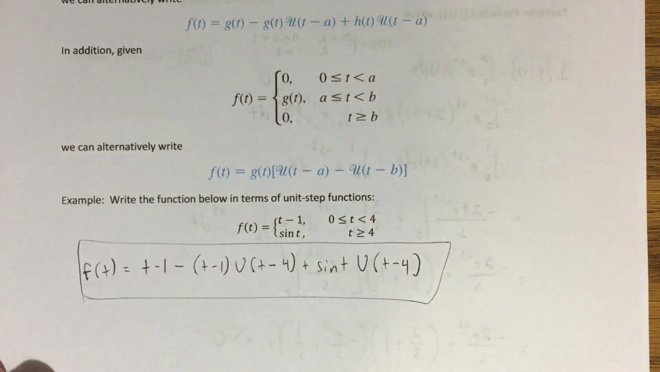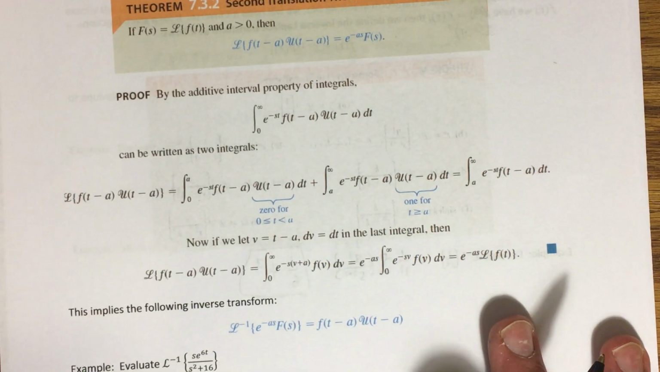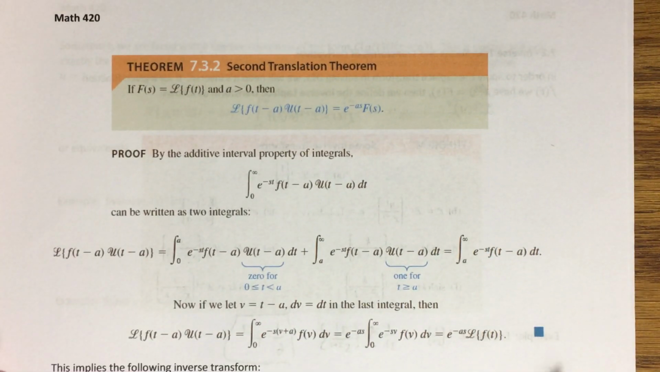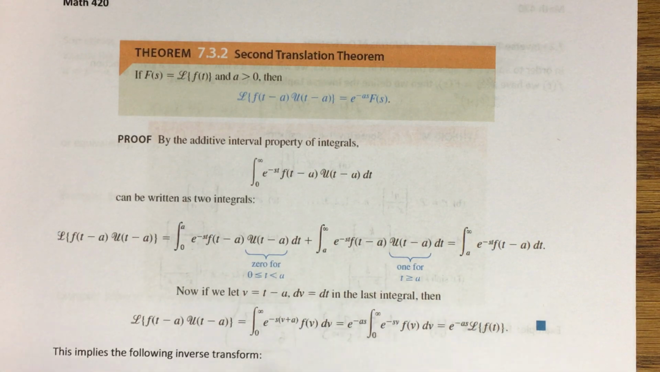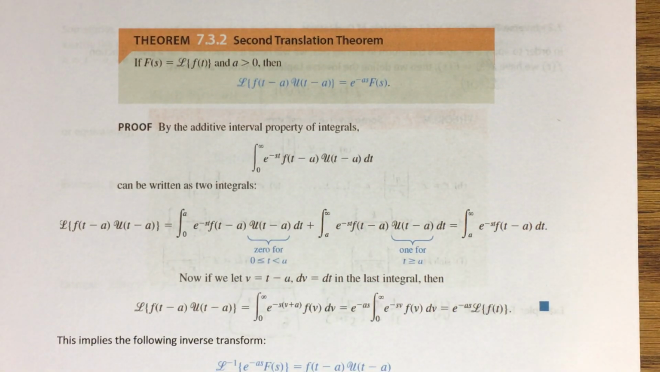There's nothing more to it. So really, this is just practicing finding or putting those piecewise functions into that alternative form. All right. Now that we've talked about the definition of that unit step function, we can get into our next translation theorem, our second translation theorem.